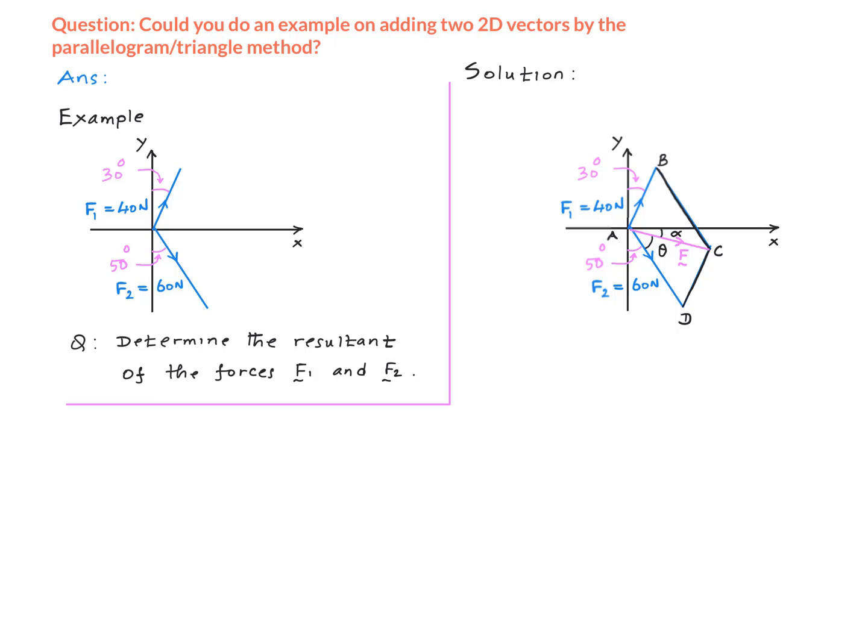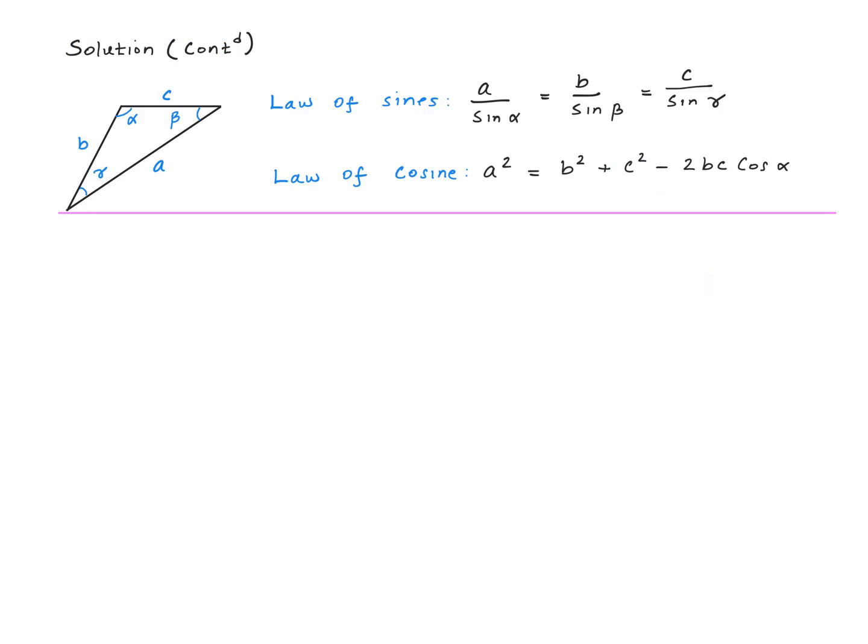In order to do that, there are two triangles that we could consider, triangle ABC or ADC. I'm going to consider triangle ADC. And now I'm going to apply the law of cosine in order to find the magnitude of the resultant force F, in other words, the length of the side AC. So here are the two laws that go with the triangle that we talked about in an earlier video. Here's the law of cosine that we're going to use right now. And here is the law of sines that is going to be useful in a second.